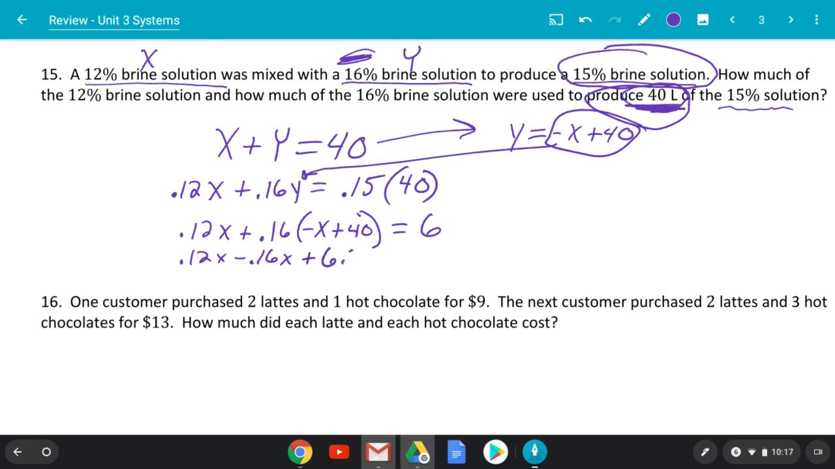Plus 6.4. Right, so 0.12 minus 0.16, 0.04x. And that equals negative 0.4. Divide by 0.04.